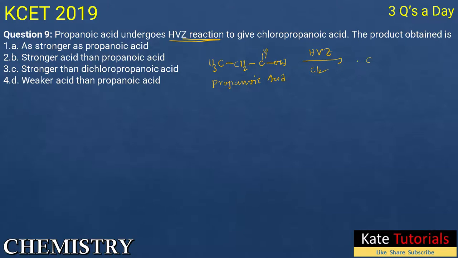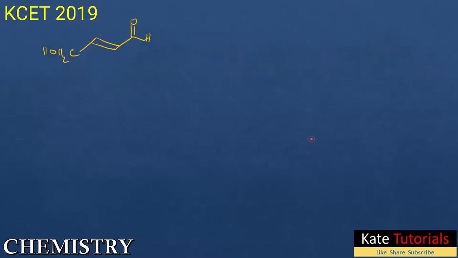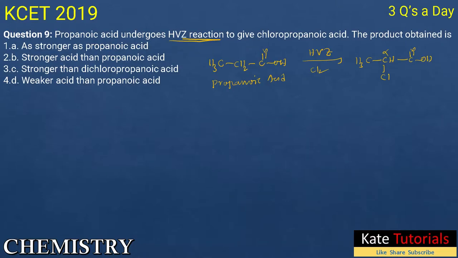Chlorine and phosphorus, I'll get this product: CH3, CH2 was there, it becomes CHCl now. Here one chlorine will come and I'll get COOH, carboxylic acid. Alpha chlorination happens, I'll get alpha chloropropanoic acid, right. So this is the HVZ reaction; the reagent you should remember. Simple reaction.